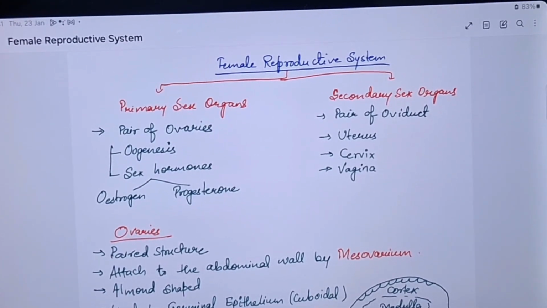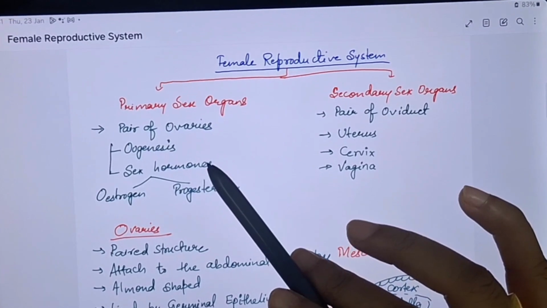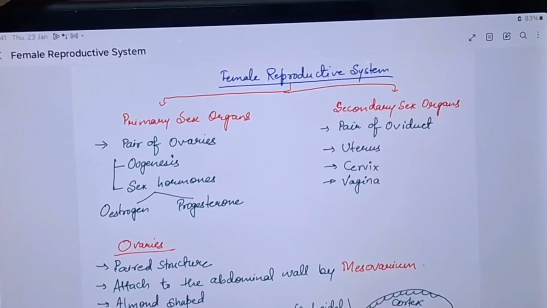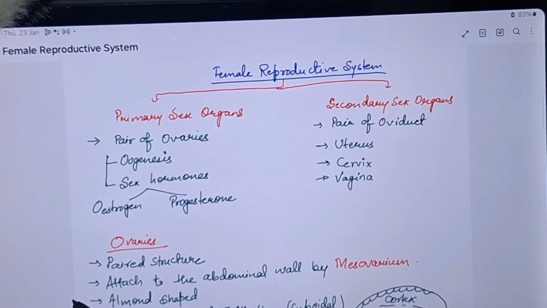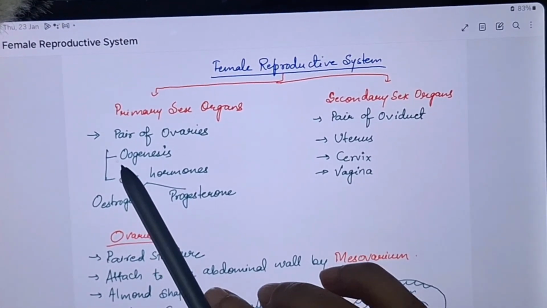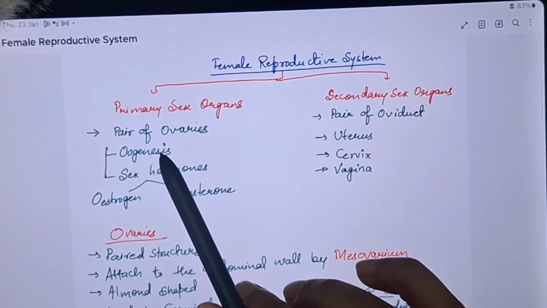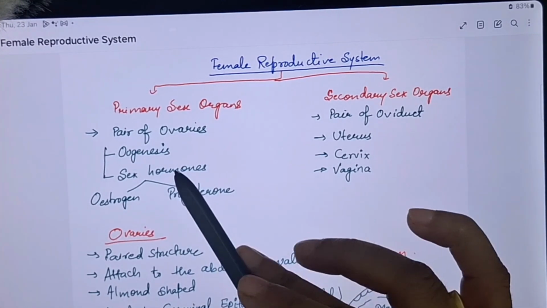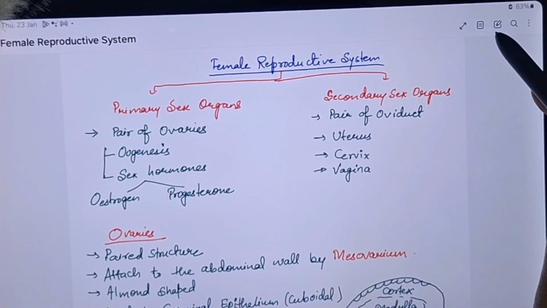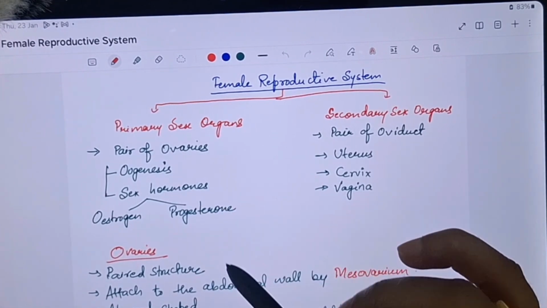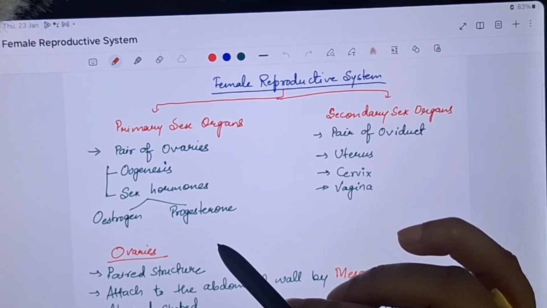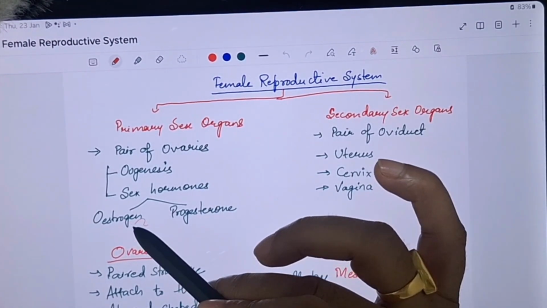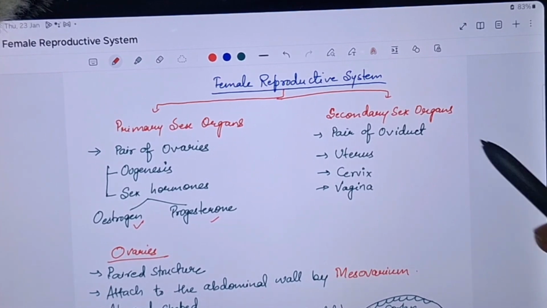Basically, the female reproductive system has two important parts, primary sex organs and secondary sex organs. Primary sex organs are those organs which are responsible for producing the gametes. So we know that a female has a pair of ovaries where the process of oogenesis, the formation of eggs, takes place, and the production of sex hormones like estrogen and progesterone also takes place with the help of these ovaries. These two are termed the female hormones.